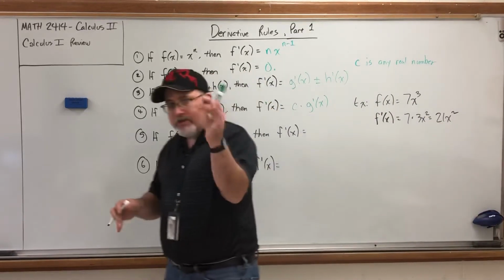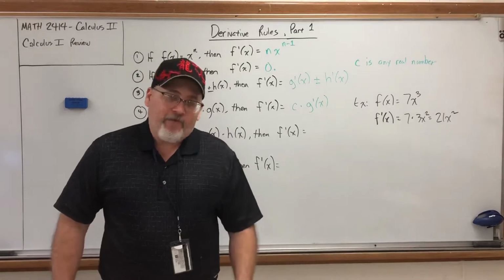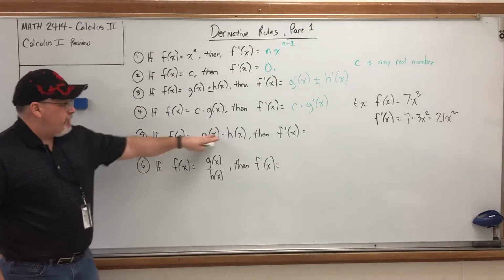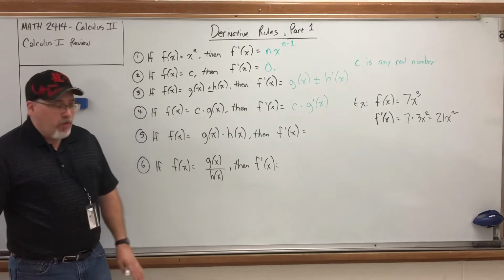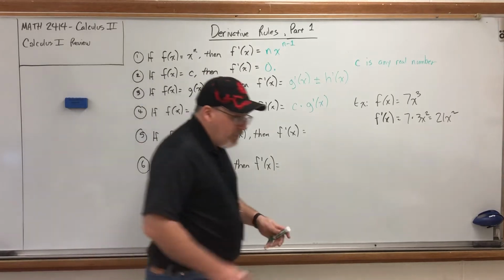If you've got a number parked in front as a multiple, let it sit, take the derivative of what follows it. Number 5, if f of x equals g of x times h of x, in other words, if your function is a product of two other functions.